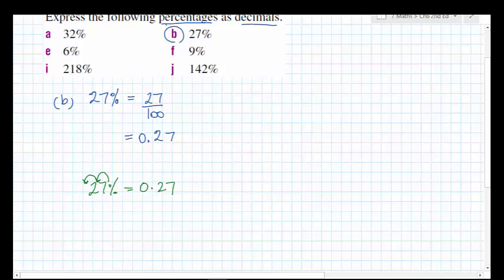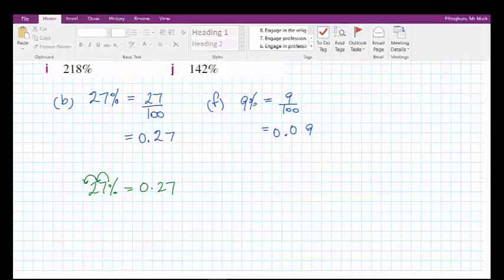Okay, so let's have a look at F. Okay, so F is 9%. So again I can think of that as being 9 hundredths. I can think again of, well, I've got 0 point and my hundredths go into these two decimal places here, and I have 9 of them, which means I put the 9 there and I have 0.09 as my answer.